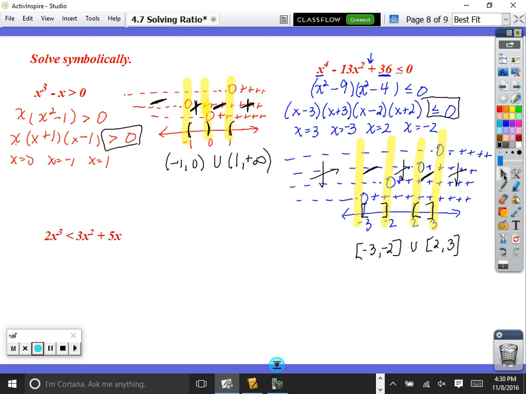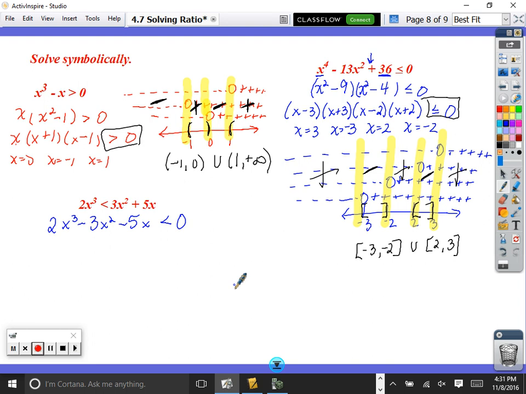And let's try one last polynomial. And this one is not equal to 0. So we're going to have to solve it, so we compare it to 0. So we have 2x cubed. We would subtract the 3x squared. We would subtract the 5x. And then we would have 0 on that side.